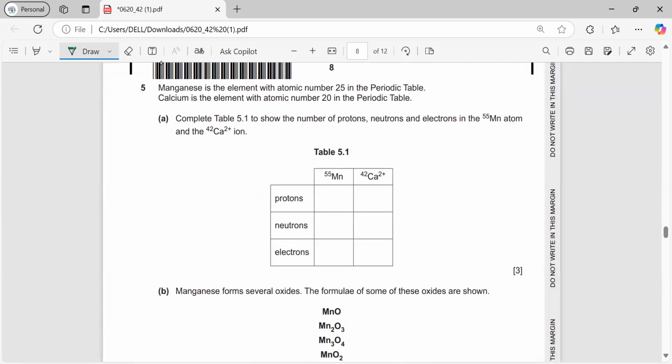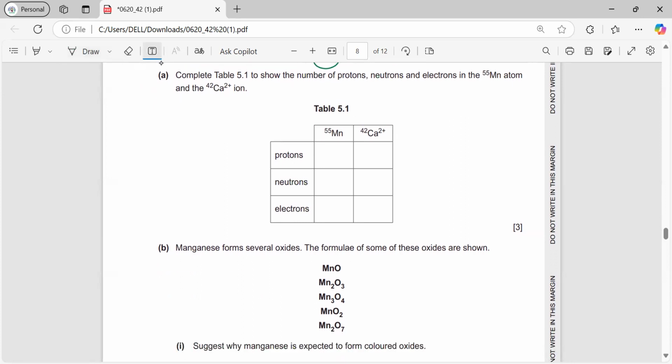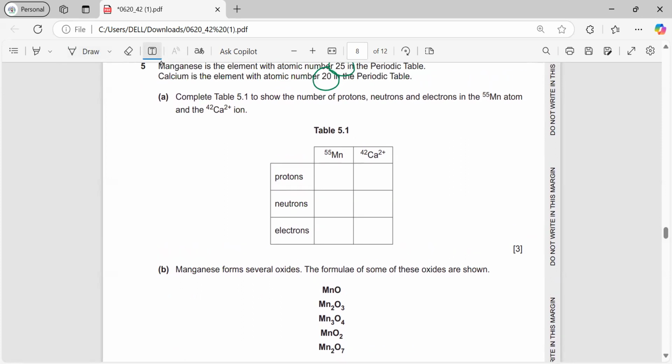Okay, now the next question is: manganese is the element with atomic number 25 and calcium is the element with atomic number 20 in the periodic table. Now we have to complete the table to show the number of protons, neutrons, and electrons in a manganese atom and calcium ion. As manganese atomic number is mentioned in the question, it's 25. So 25 protons. Its electrons are also 25. And as for the neutrons, we'll do 55 minus 25, which comes out to be 30.